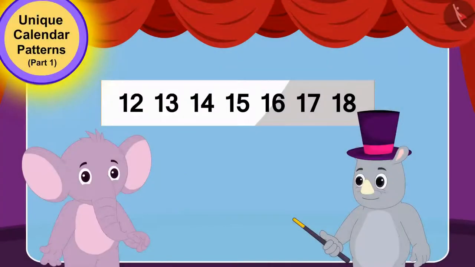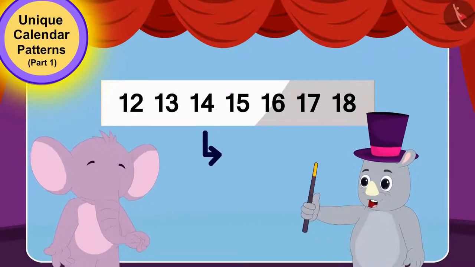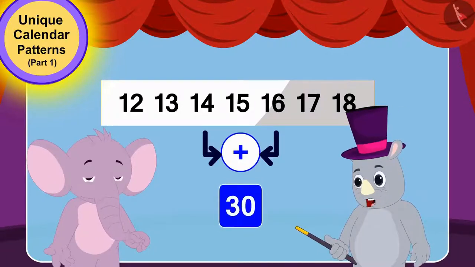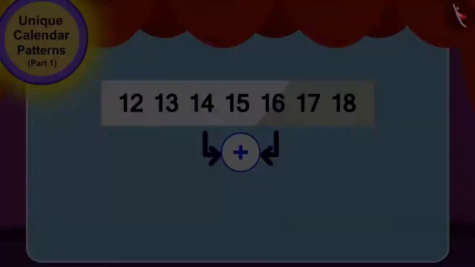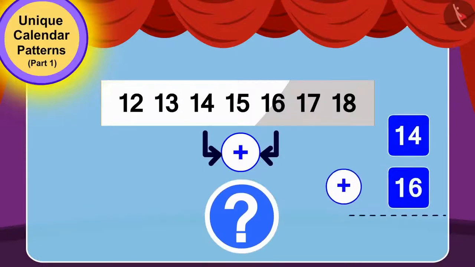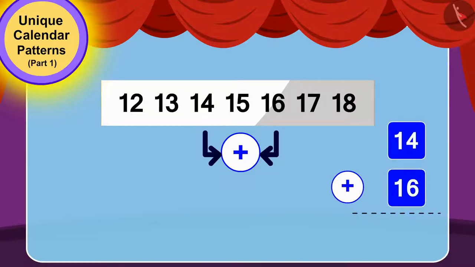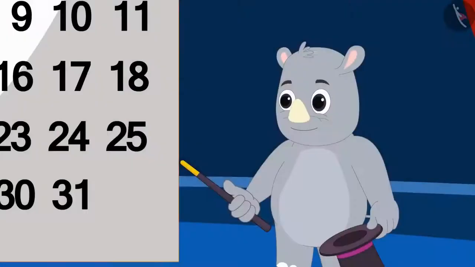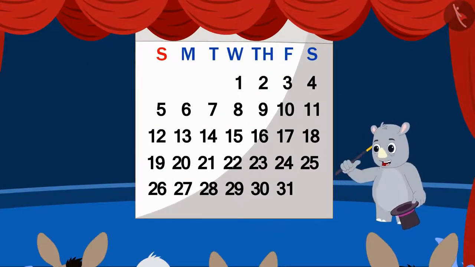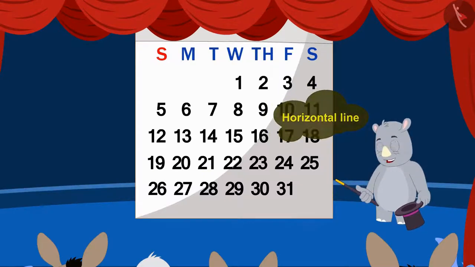Now, in the end, Gaggu told Appu that even if he added the third and fifth numbers of that line, the answer would still be 30. Children, can you tell how much 14 added to 16 would be? Oh wow, this is also 30. Gaggu told all the audience that they could try this magic with the numbers written in any horizontal line of the calendar.